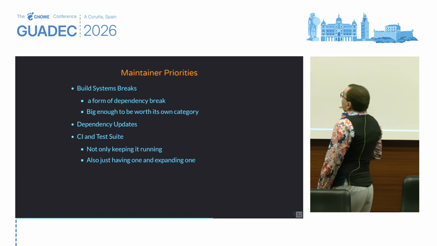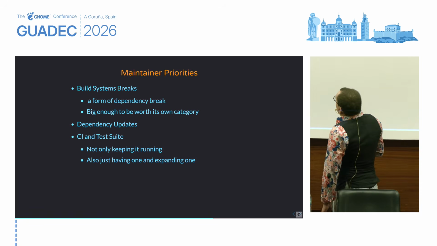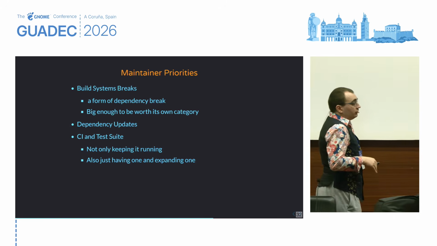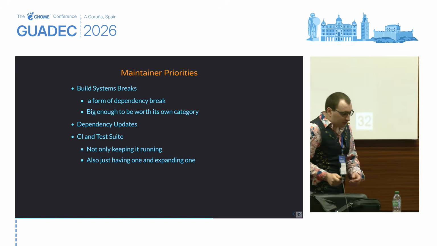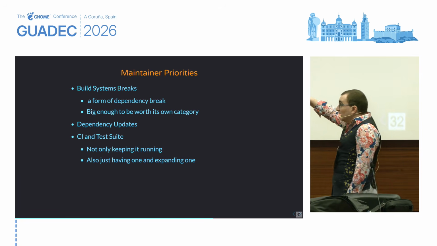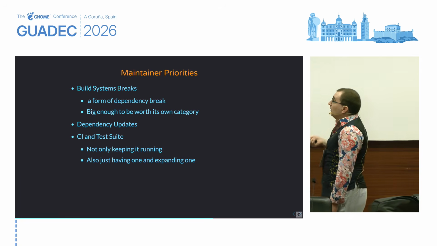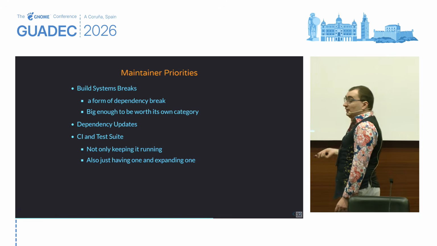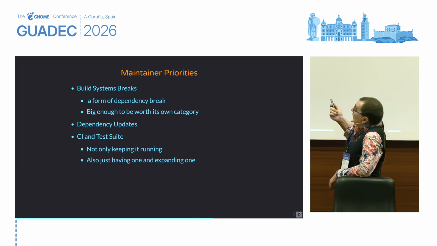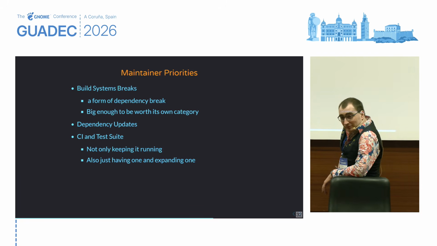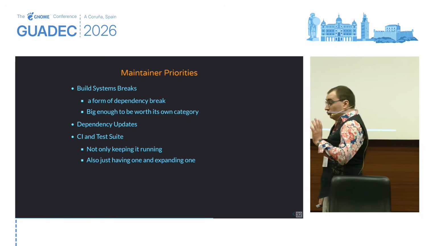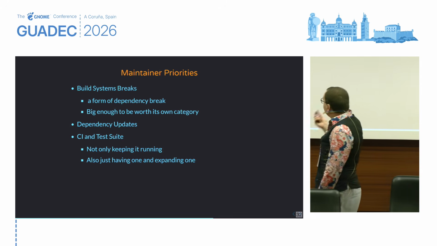So the next priority, and that's from the most priority to the least, right, it's CI and test suites. And I don't mean here only keeping it running, like, CI is broke, we need to restart the machine or something like that. It's also just having one and expanding one. Like, once again, if you have looked at any old C project, and C projects are a lot of this free and open source infrastructure that is used everywhere, how many of them actually have tests? Right? And I'm not saying that as a slight to the people, just a reality we're dealing with.